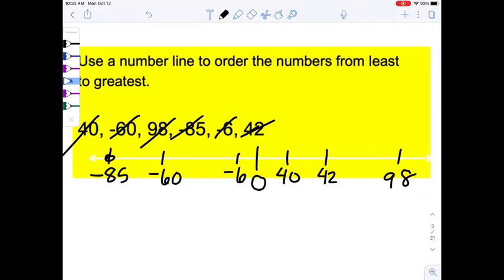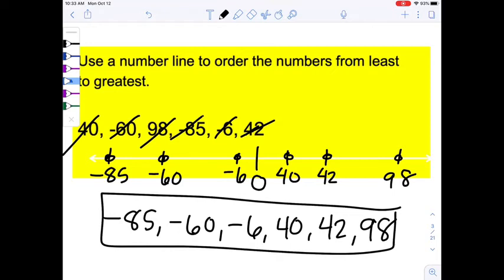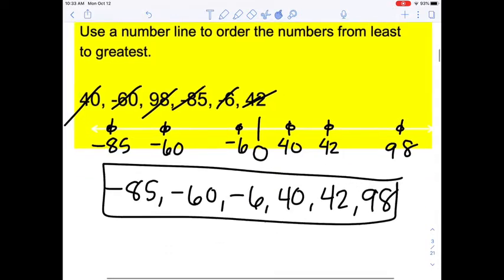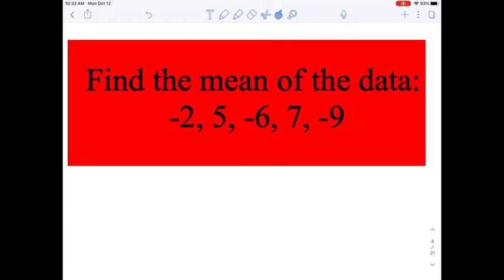Then I have 98. So in order from least to greatest, we have negative 85, negative 60, negative 6, 40, 42, and 98. Again, a really easy way to see them from least to greatest. And then I always want to double check that I have the same amount of numbers that I started with. I started with 6, I ended with 6, which means we're good.